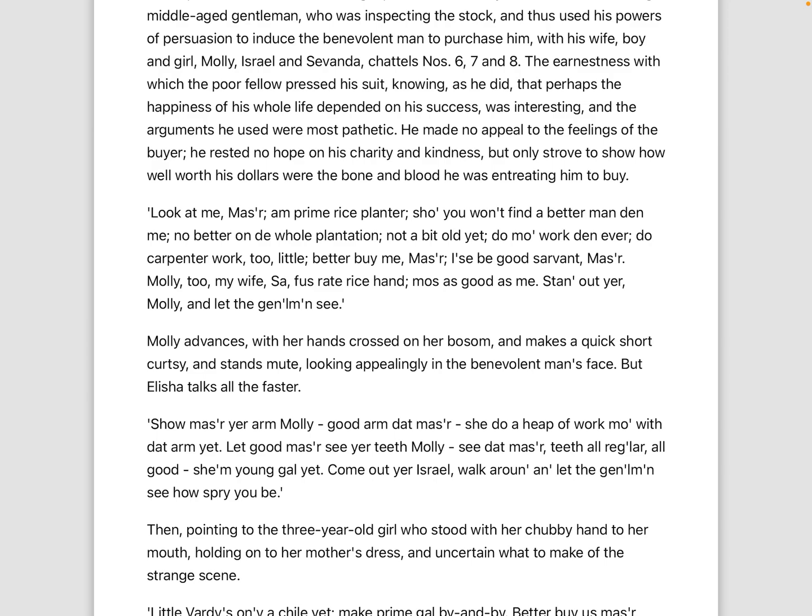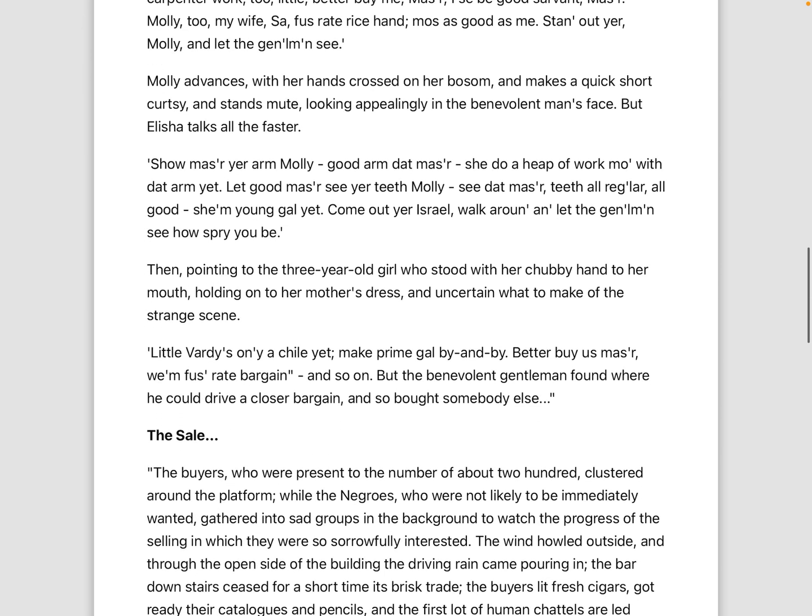Come out here, Israel. Walk around and let the gentleman see how spry you be. Then, pointing to the 3-year-old girl who stood with her chubby hand to her mouth, holding onto her mother's dress, and uncertain what to make of the strange scene. Little Vardy's only a chilly yet. Make prime gal by and by. Better buy us, master.